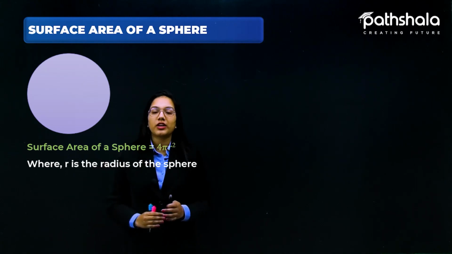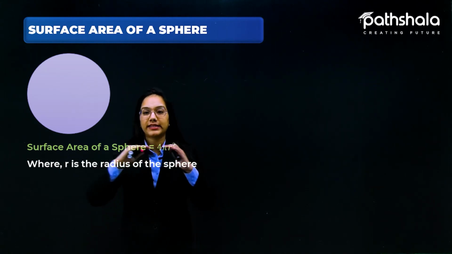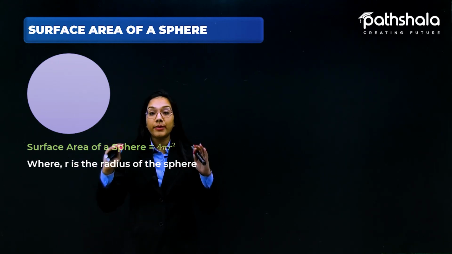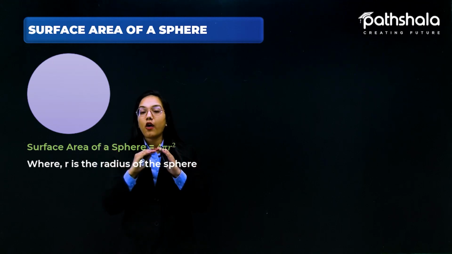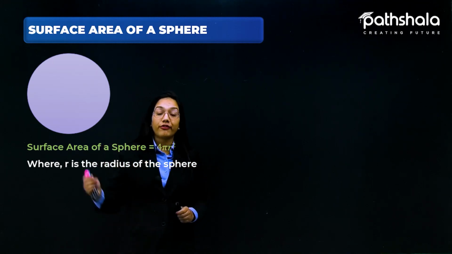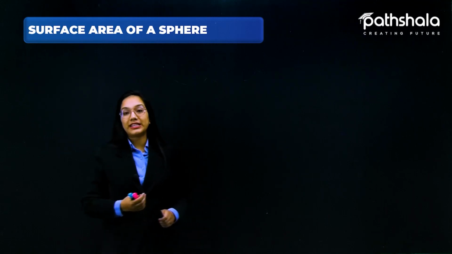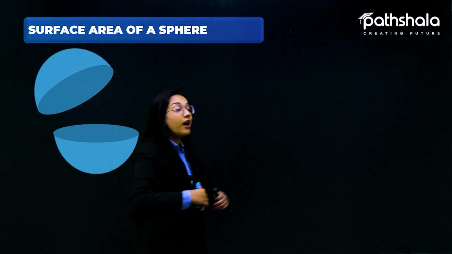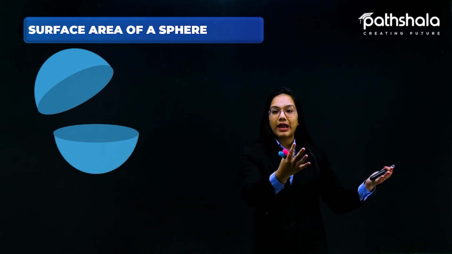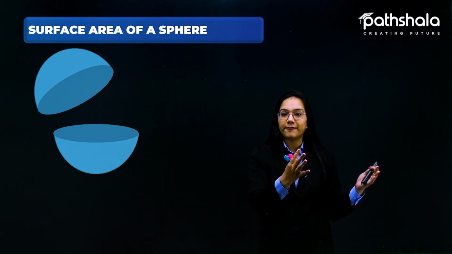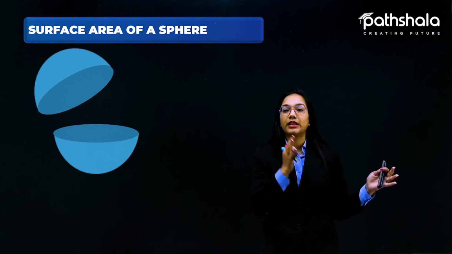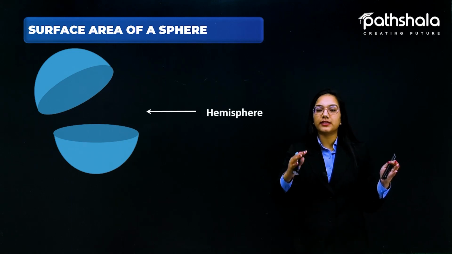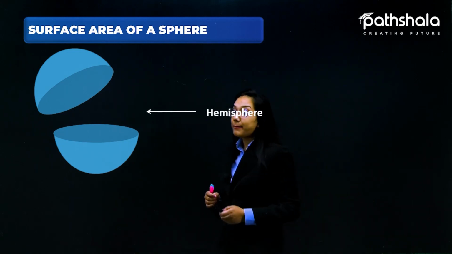Now suppose I cut the sphere along its diameter. If I cut this three-dimensional solid figure along its diameter, what kind of figure is obtained? As you can see, the figure obtained is of this formation. So we now have 2 halves of the sphere. Each half is called a hemisphere.